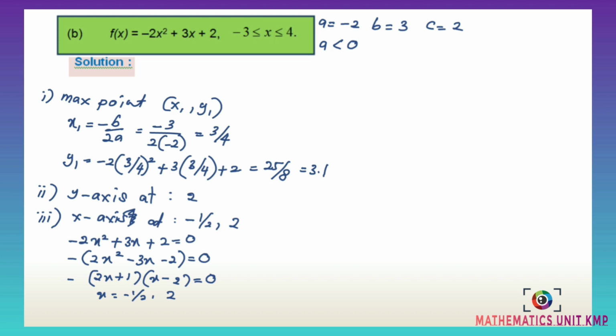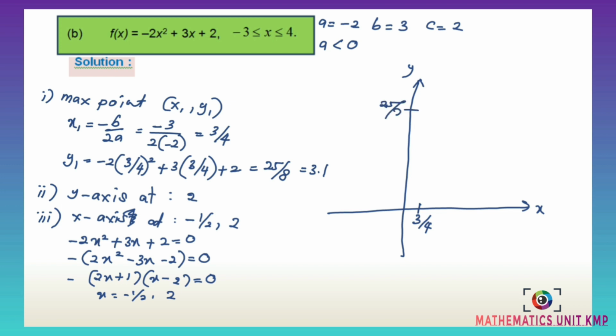Now we can try to sketch the graph. Plot the maximum point at 3 over 4 and 25 over 8, and the y-axis intercept at 2. The graph is concave down.